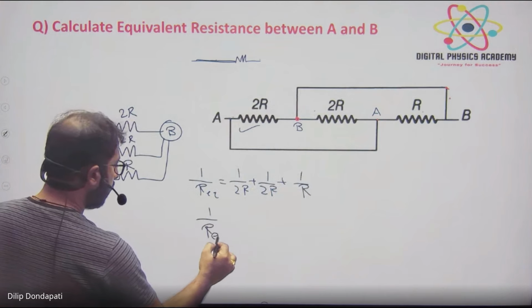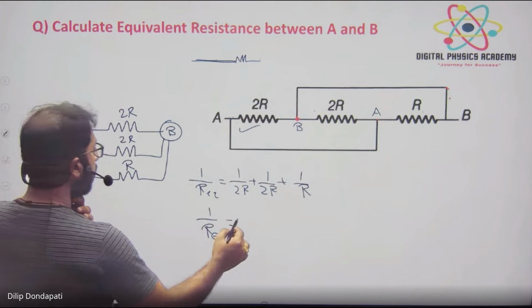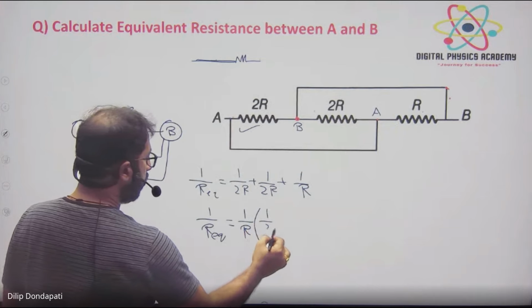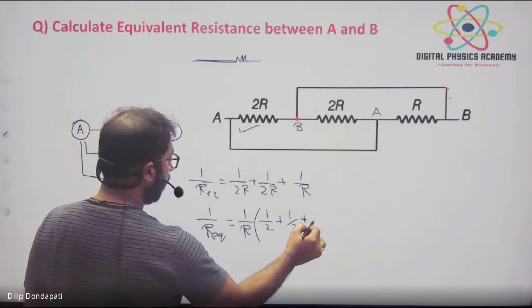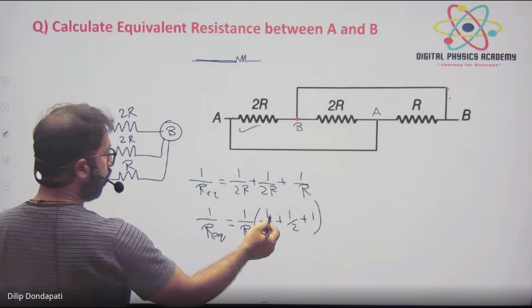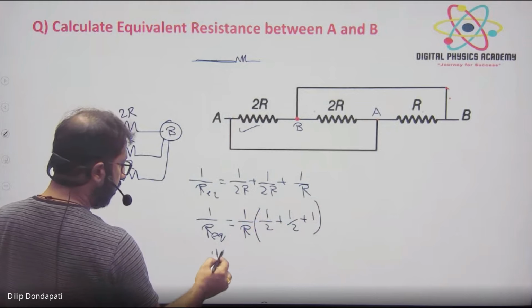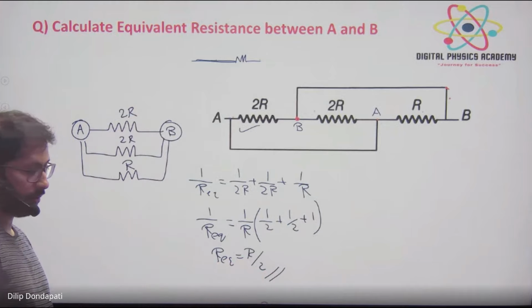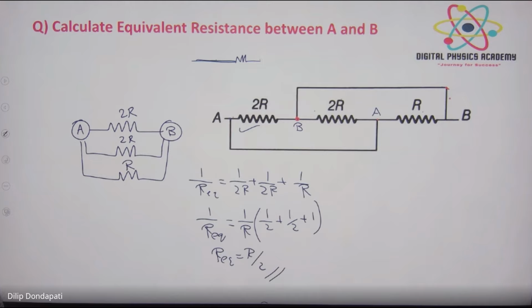1 by R equivalent is equal to, if I take 1 by R common, 1 by 2 plus 1 by 2 plus 1. So 2 plus 1 plus 1 is 4, and 4 by 2 is 2. So 2 by R, and R equivalent is R by 2. So solve questions by distributing the potential, okay, now do this one.